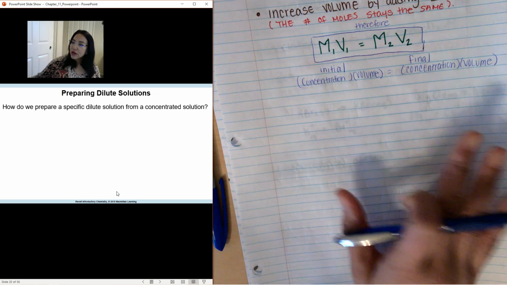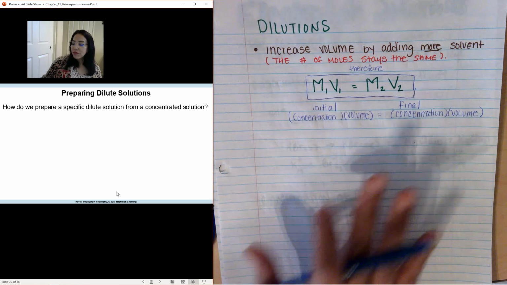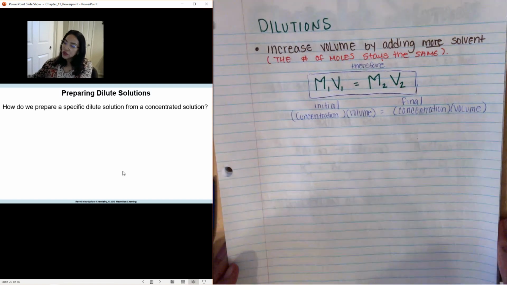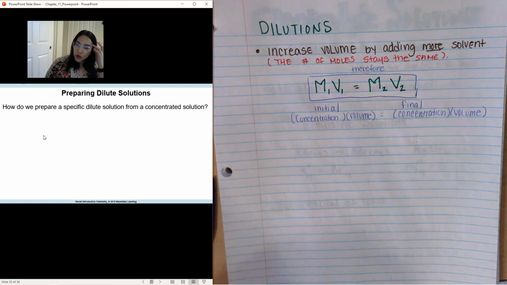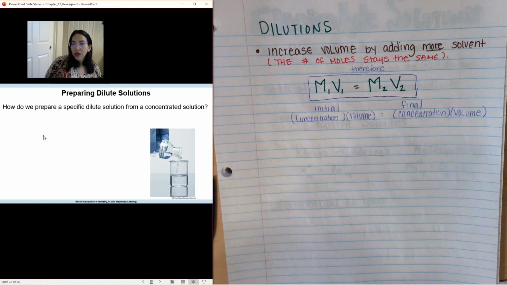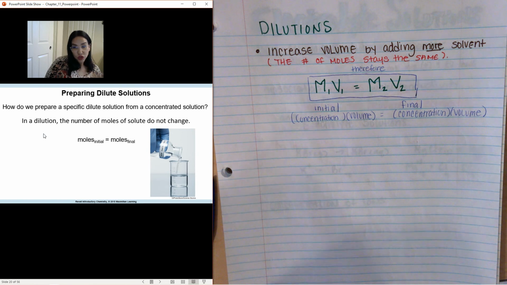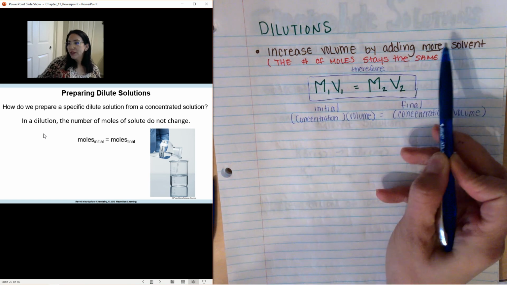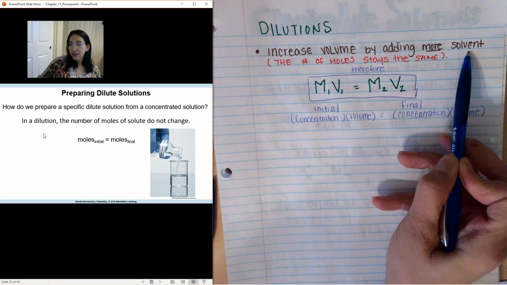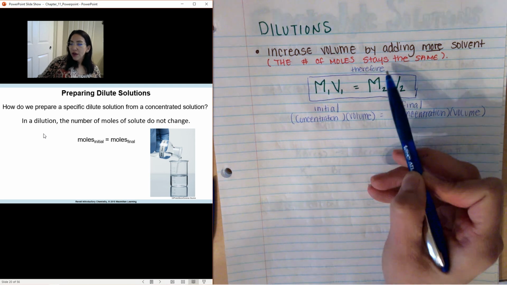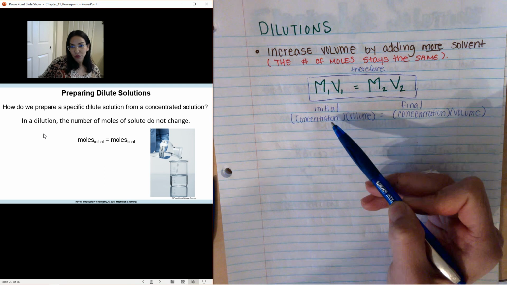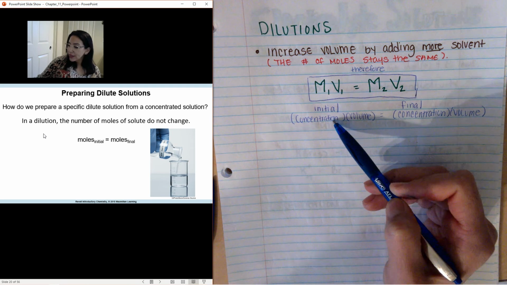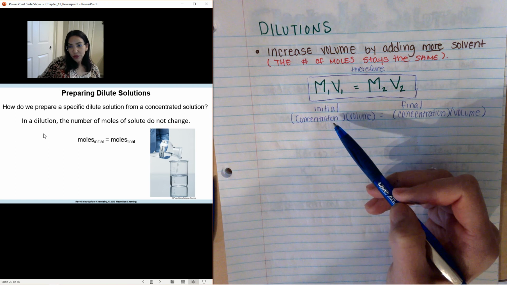Okay. So remember, a diluted solution means you have more solvent than solute compared to your original concentrated solution. In a dilute solution, the number of moles doesn't change. The number of moles stays the same. The way you increase volume is by adding more solvent. Number of moles stays the same. Therefore, moles is equal to moles. The initial moles we start with is equal to the final moles we end with.